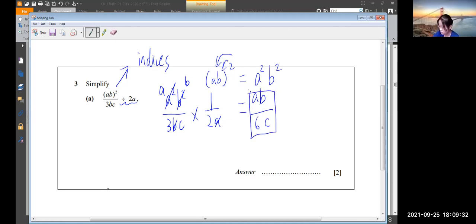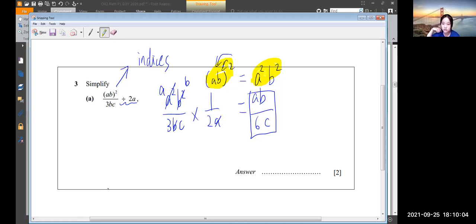So what's your answer? I think I did not do it the correct way, because my answer ended up being 24ab cubed c. Why 24? I did the times method, but I did not open up the ab squared first. Okay, so that means you didn't use indices law, right? If you don't know about indices law, it's okay.